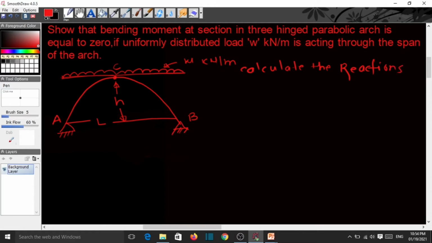Support reactions. Now here, for the sake of convenience, we draw this as a simply supported beam and apply this UDL throughout the span. This is support A and this is support B. So here the reaction is VA and here the reaction is VB. Also here the horizontal reaction H on both sides.